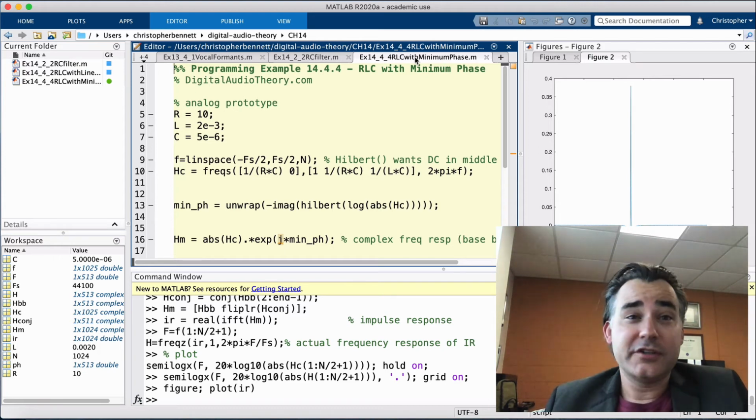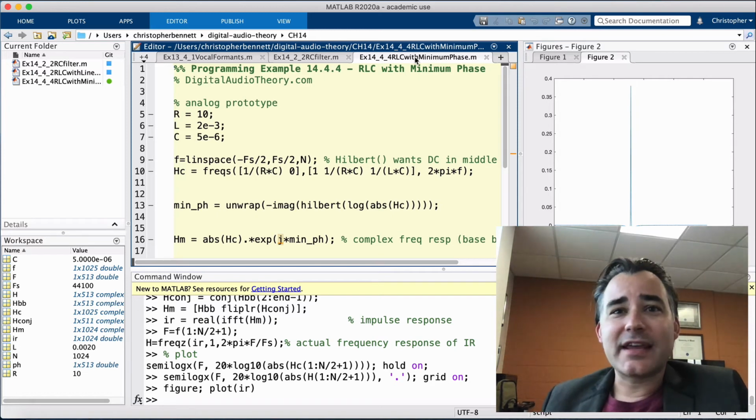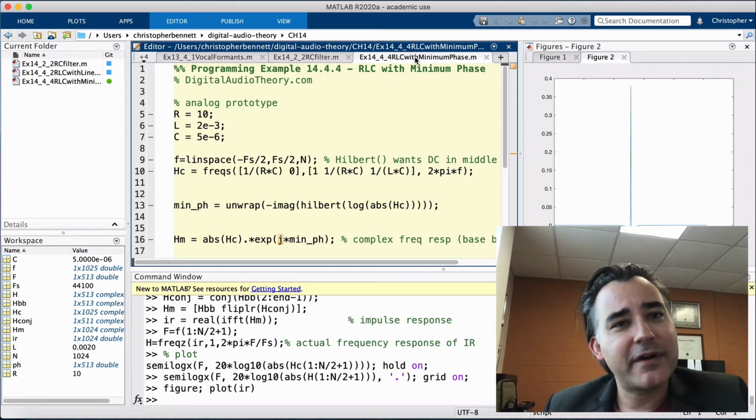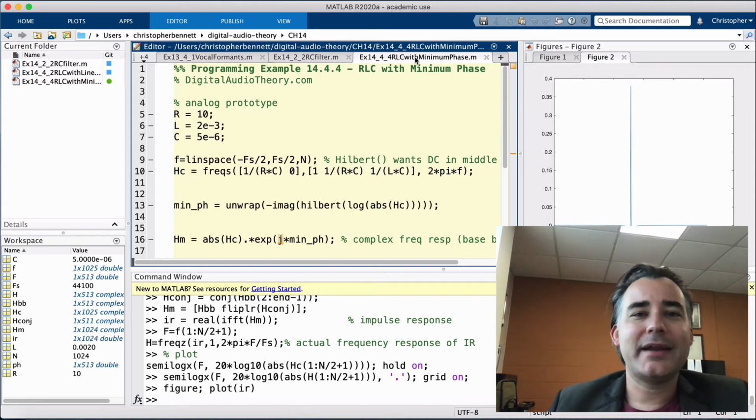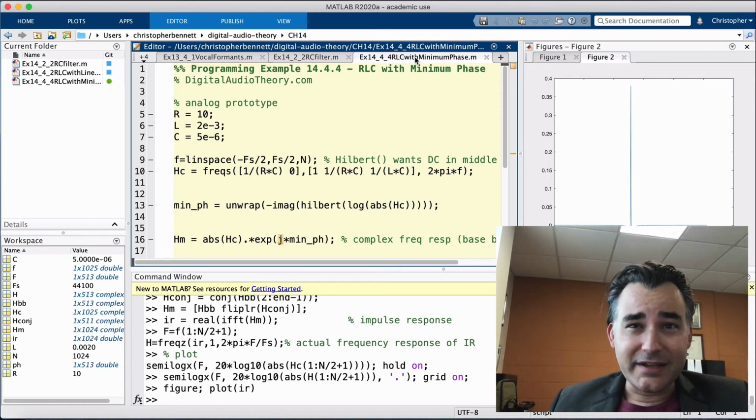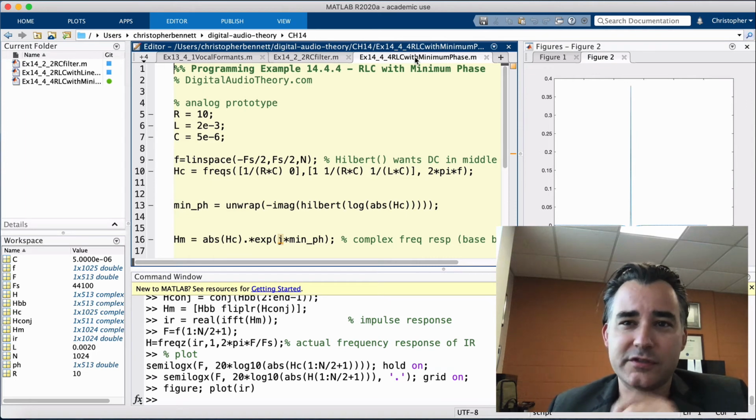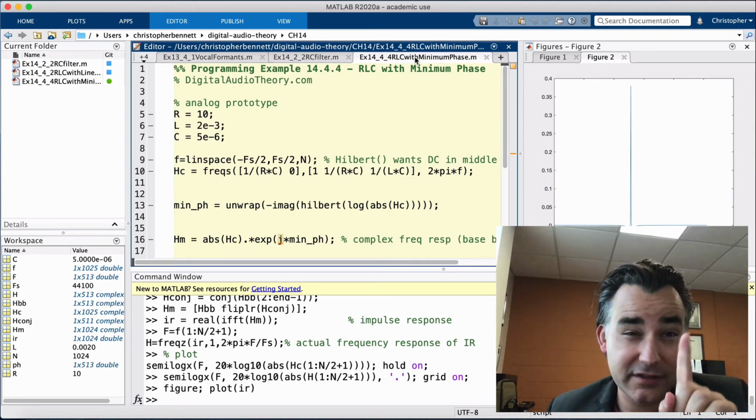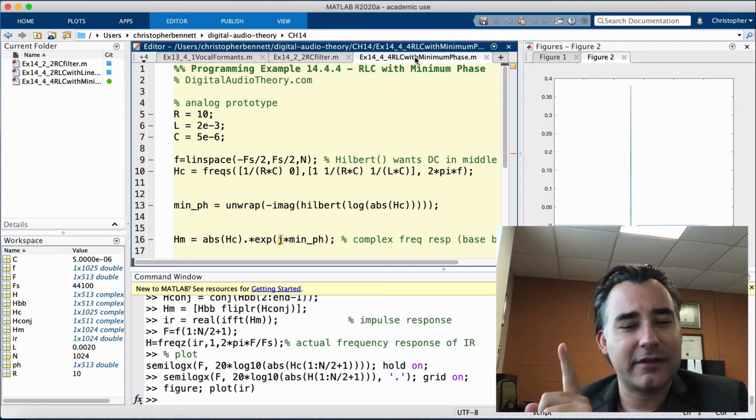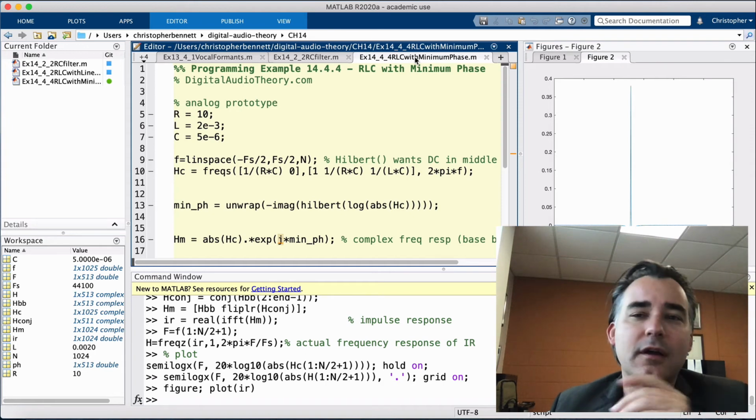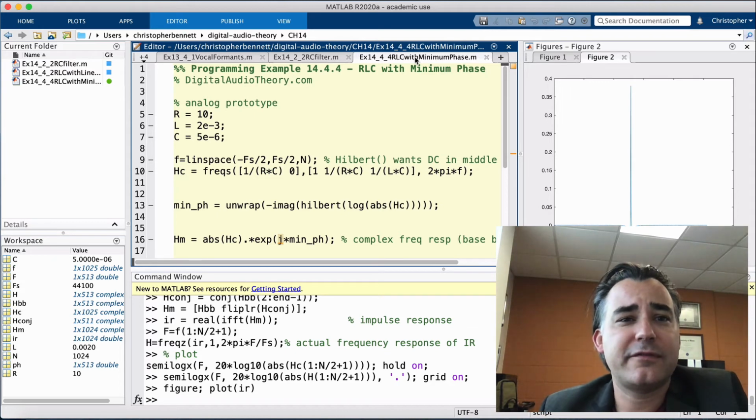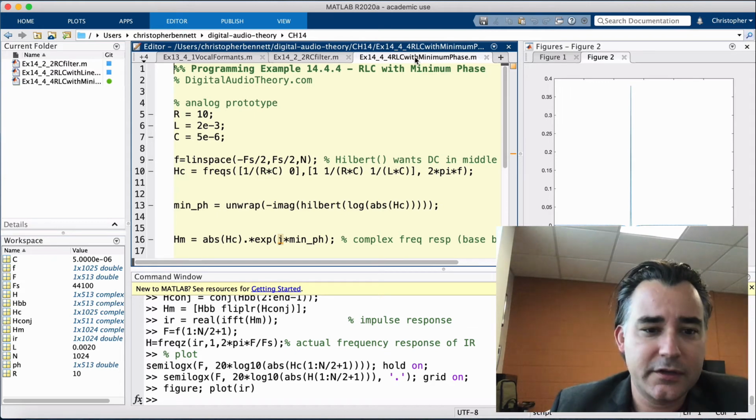So, we're going to construct a minimum phase IR using the same analog prototype as before, except this time we have to define the frequency range over minus fs over 2 to plus fs over 2, since MATLAB's Hilbert function, which is what we need to use for the Hilbert transform, requires that the 0 Hertz component be in the middle, as opposed to how we did it before, where it was on the left-hand edge when we went from 0 to fs. Okay, a slight difference. So next we construct the phase using the Hilbert transform, using this gnarly equation.